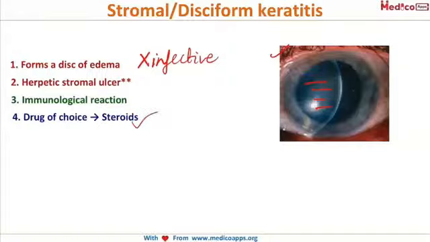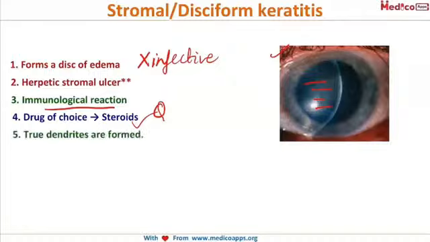The only type of keratitis where you use steroids is the disciform keratitis, and the reason is that it is an immunological reaction and not an infective condition. Please remember this. It can be asked in your exam. The only form of keratitis in which steroids can be prescribed is the viral disciform keratitis. And of course, your true dendrites are formed in this condition.